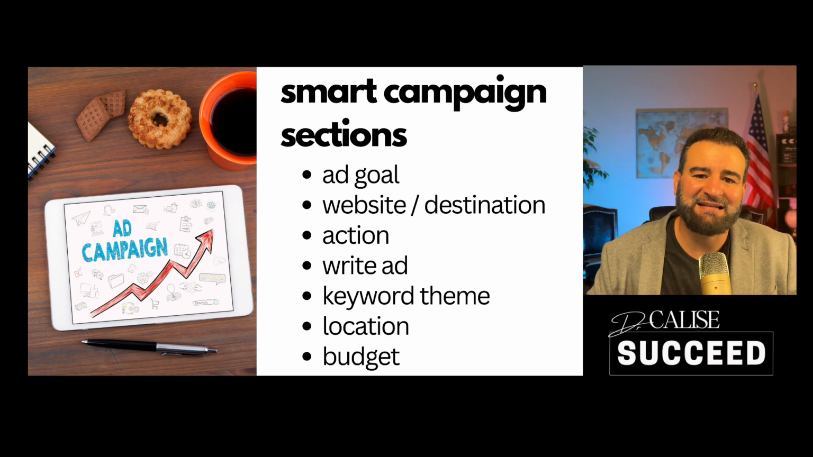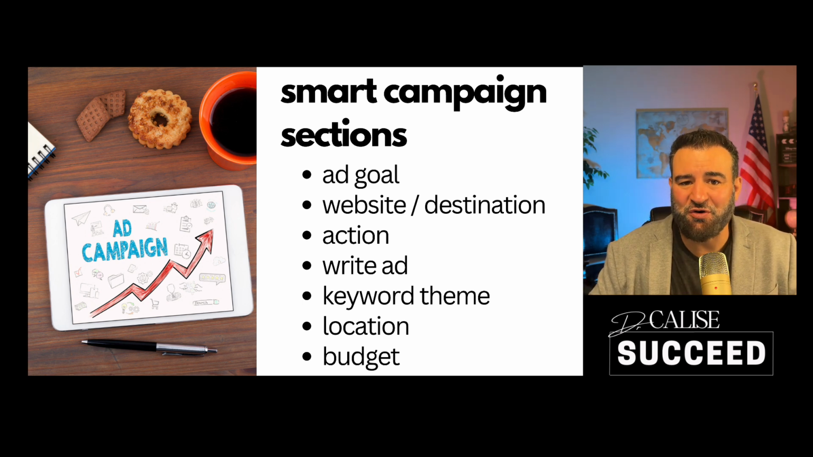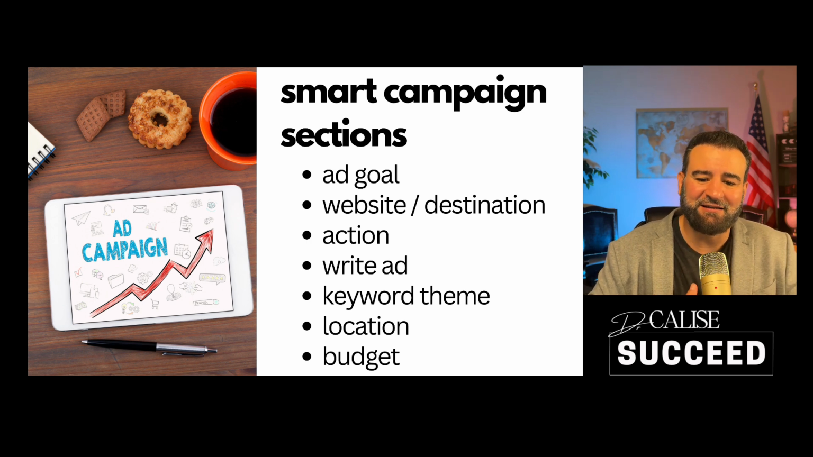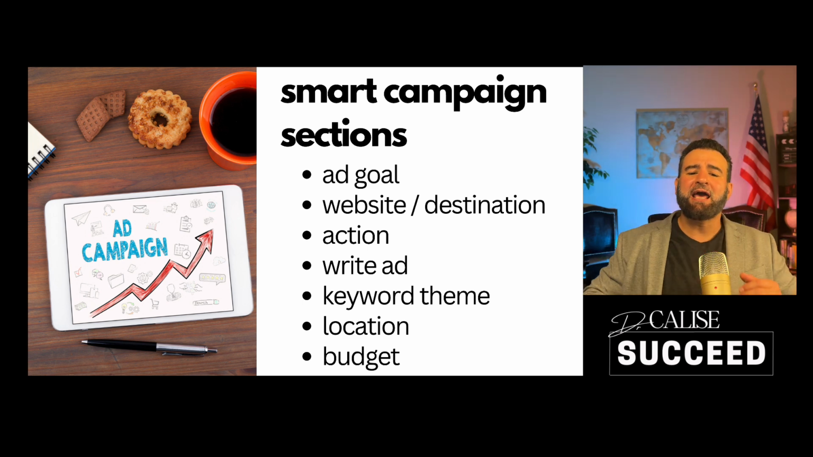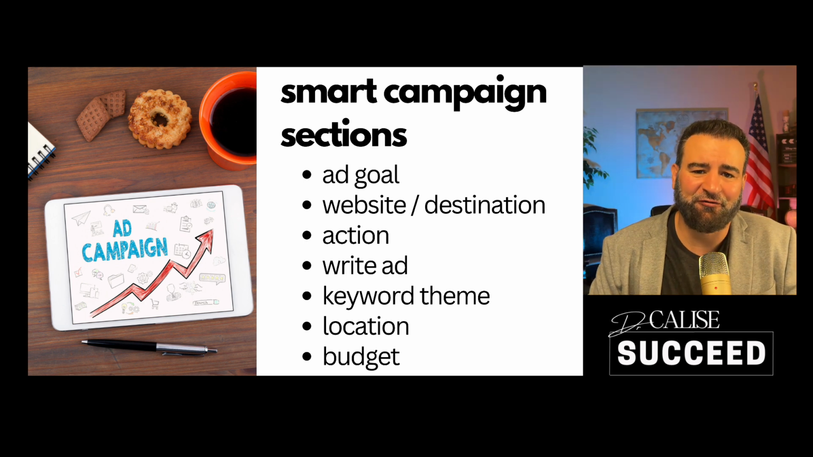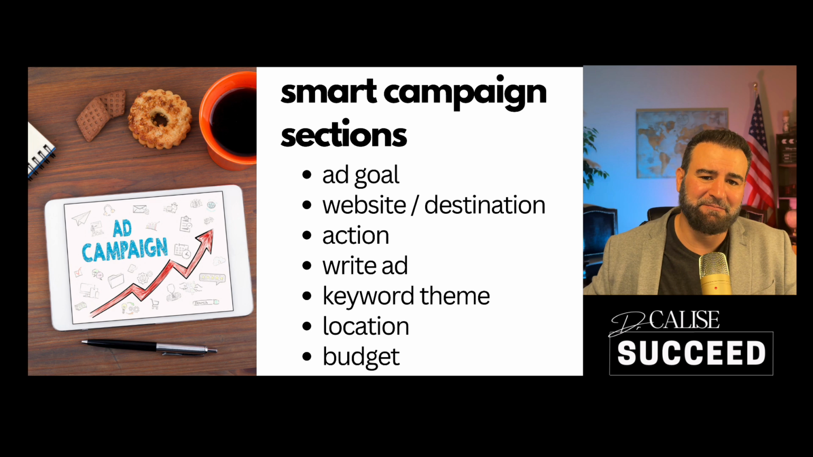It is that easy. So just a smart campaign sections, just to recap, you're going to set up your ad goal. You're going to set up a website or a destination. Where do you want people to go to when they click on your ad? What specific action do you want them to take? You're going to write your ad. You're going to insert keyword themes. You're going to set what location you want this ad to serve in. You're going to set a budget, and boom, you have your first campaign. And that's it. Google AI will optimize the rest.